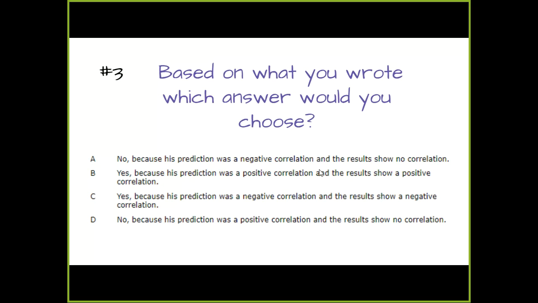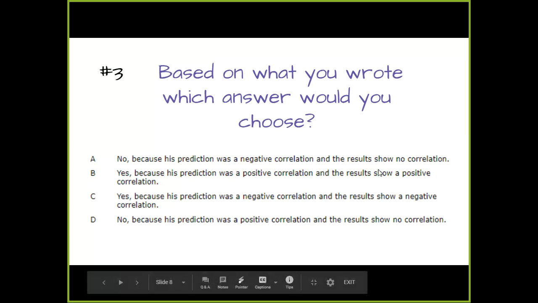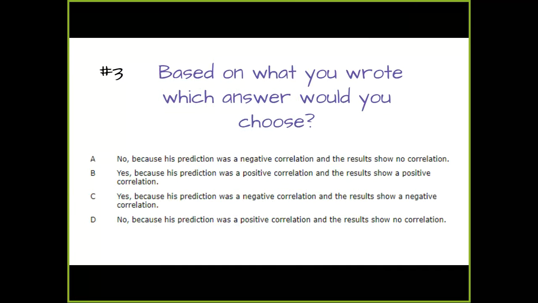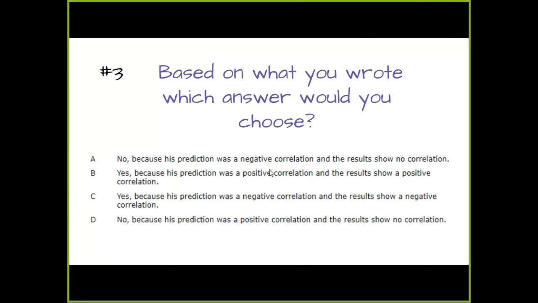So the first one, A, says no because his prediction was a negative correlation and the results show no correlation. So the no correlation part is right. What about the negative correlation? Did his show negative correlation? That first graph that we agreed on? Let me go back to it real quick. This one right here, is this a negative correlation? Yep. And that's what's in this one right here. So it should be A.